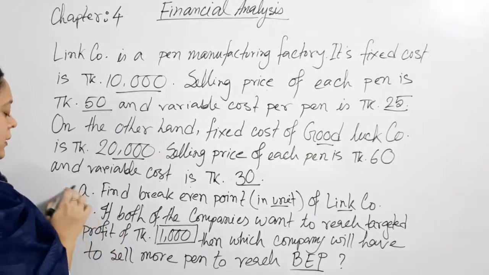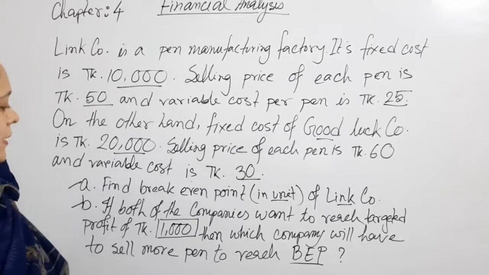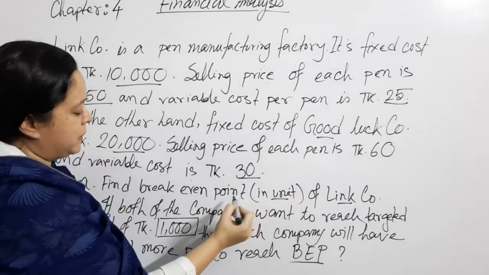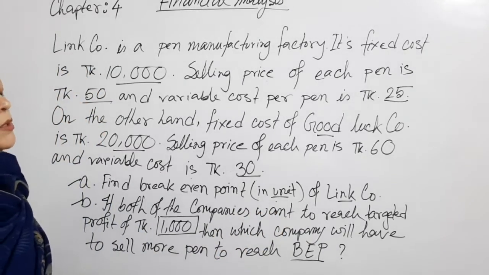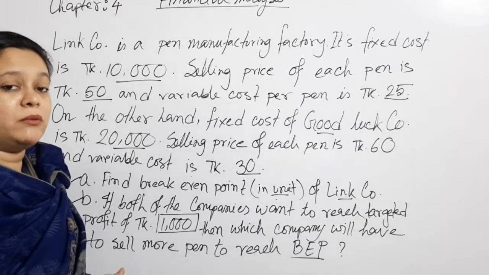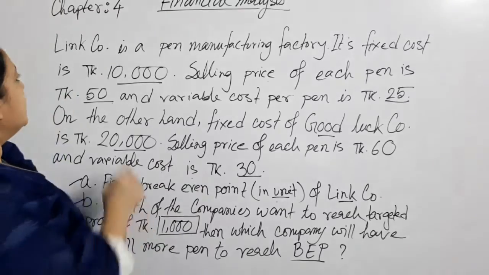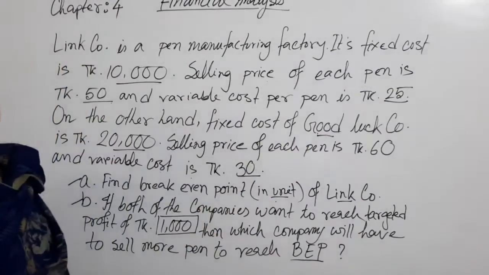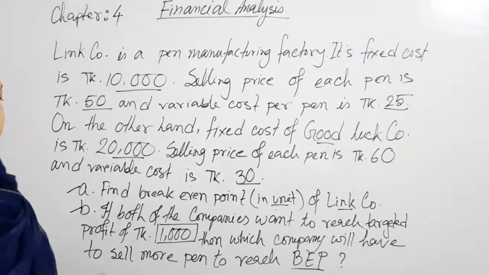So we know the two questions are all about the break-even point topic. First, we have to find out only the Link Company's break-even point in unit, and then by using target profit or expected profit, we have to find out the break-even point in unit of both companies. One is Link Company and another one is Good Luck Company. Now I am showing you how to solve it.